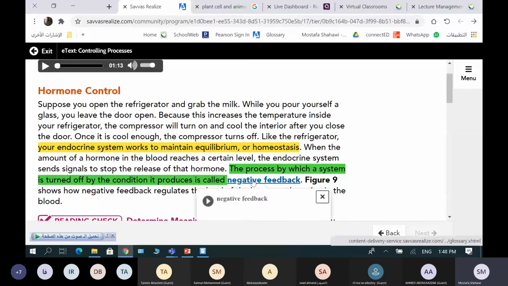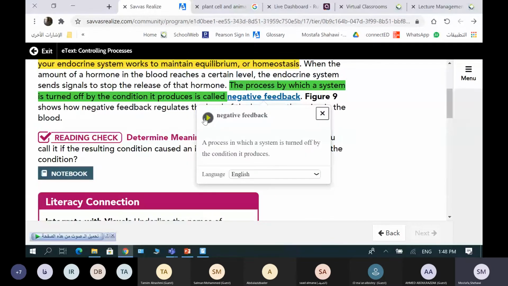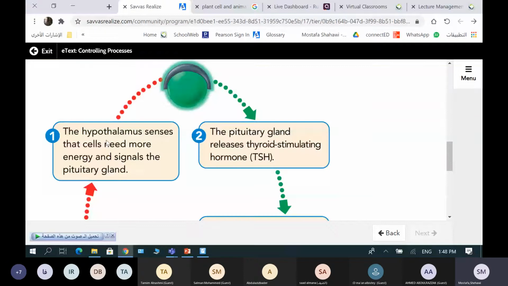Negative feedback. A process in which a system is turned off by the condition it produces. So the system is turned off. The system is turned off means it will change the way the system is working by the condition it produces. Okay, guys? And right now, we will go back to read this explanation for what's happening inside the body and how negative feedback happens, but starting from hypothalamus, the CEO of endocrine system.